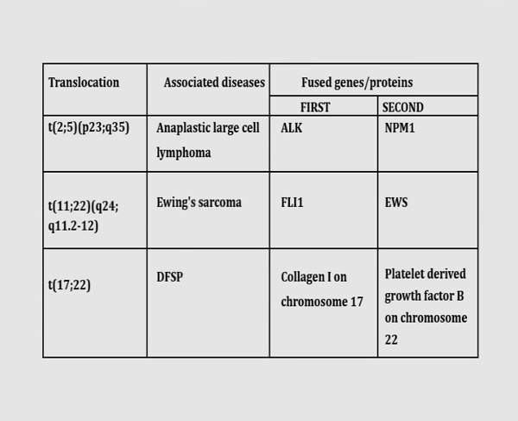t(11;22), q24 and q11.2 and 12, the associated disease being Ewing's sarcoma and the genes involved are FLI1 and EWS. And in t(17;22), the associated disease is DFSP and the genes involved are collagen 1 on chromosome 17 and the second being platelet-derived growth factor B on chromosome 22.